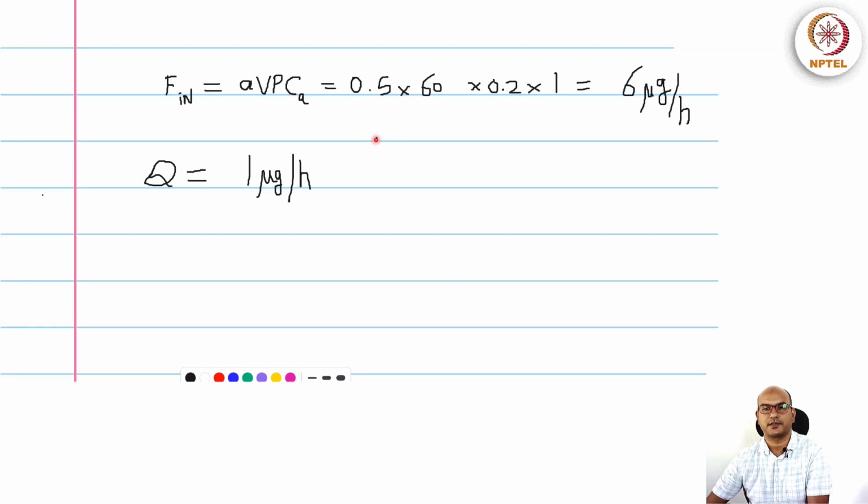The units can also be determined so that we are sure there's nothing wrong in our calculation. This is meter cube, this is dimensionless, and this is microgram per meter cube. So we have microgram per hour.